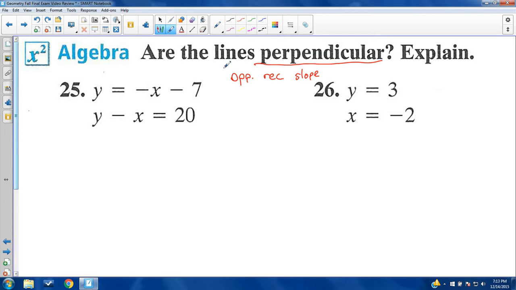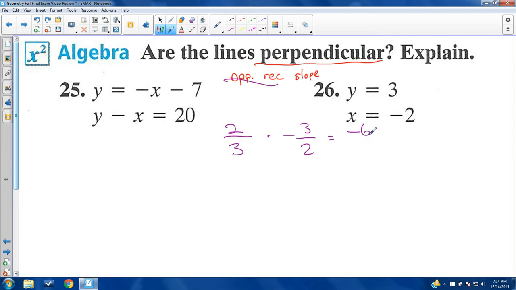Now your book says something different than what I say. I always refer to opposite reciprocal. I'm not convinced your book actually ever says this. Your book mentions the fact that when you multiply both of your slopes, you're going to get negative 1, which is kind of interesting. If you think about the slope of 2/3, not that it's one of these right here, the opposite reciprocal is negative 3/2. What is 2/3 times negative 3/2?